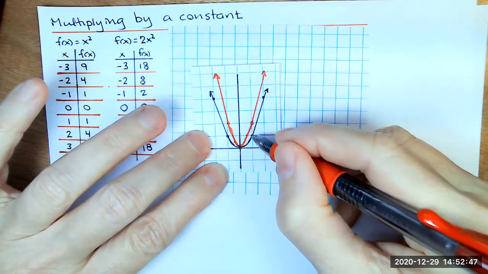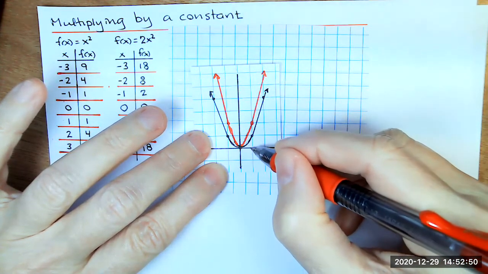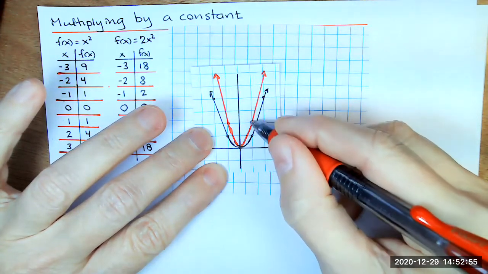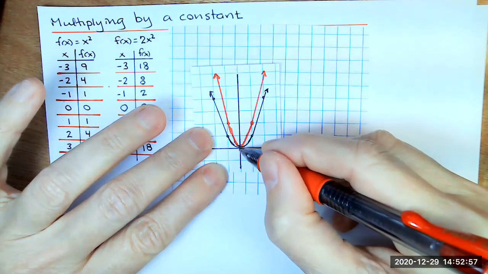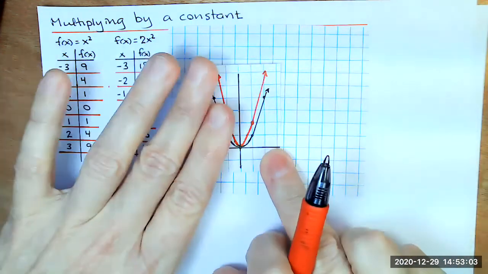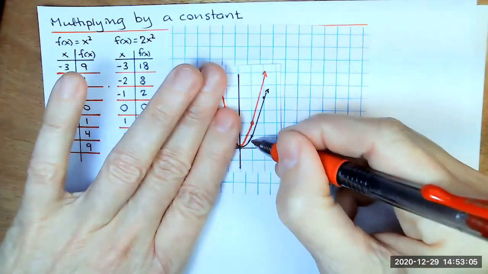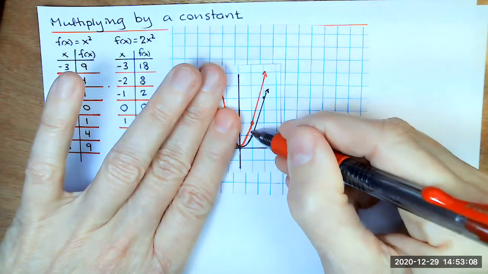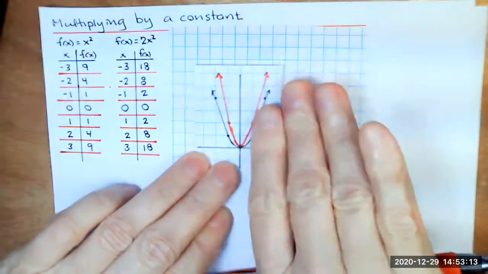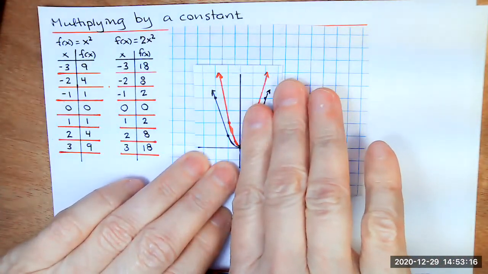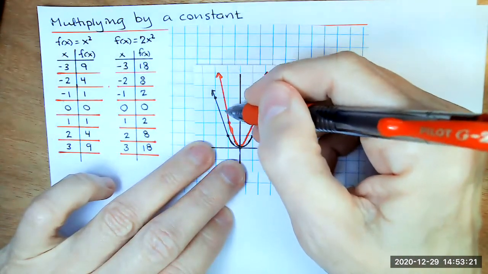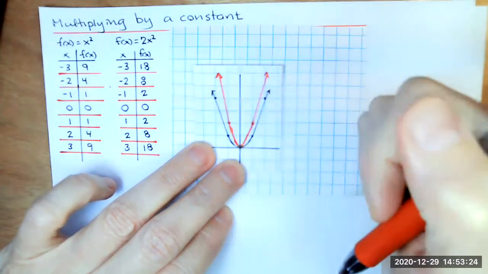So the average rate of change between x equals 0 and x equals 1 before would have been 1. And now that average rate of change between x equals 0 and x equals 1 is equal to 2. So for this part of the graph where the function is increasing, it's increasing twice as fast. Similarly, for this part of the function where it's decreasing, now that you've multiplied by 2, it's decreasing twice as fast.